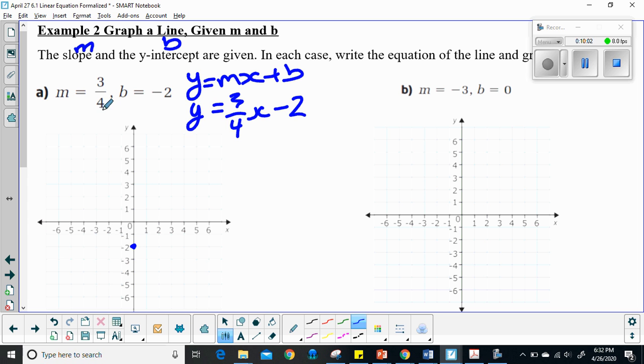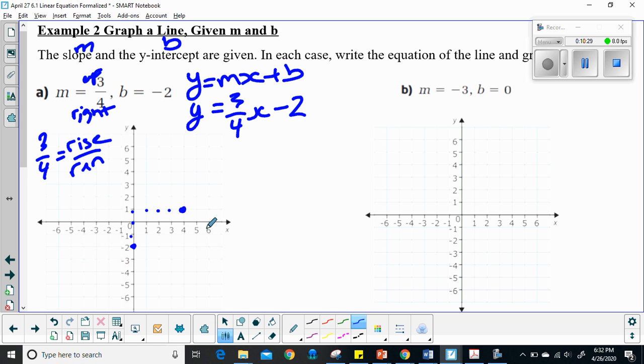And then my slope is telling me where to go. So that 3 over 4 means I need to go up 3, right 4, because there's my rise and my run. I'm being told that 3 over 4 is my rise over run. So I take my dot and then I count and I go 1, 2, 3, and then I go over 4. 1, 2, 3, 4.